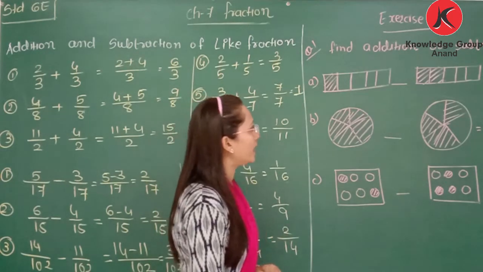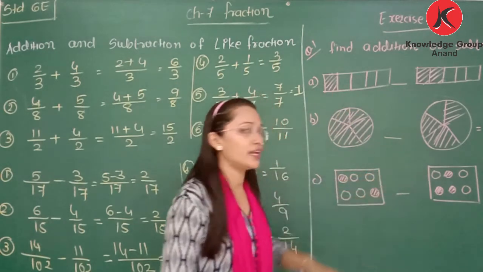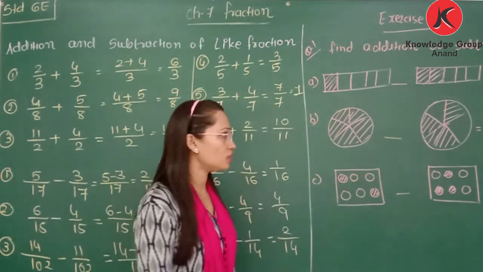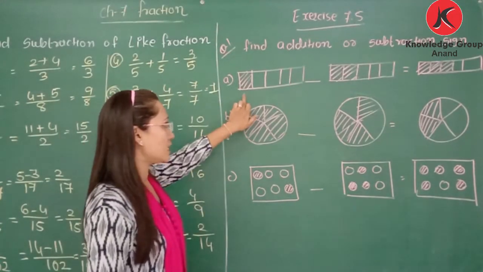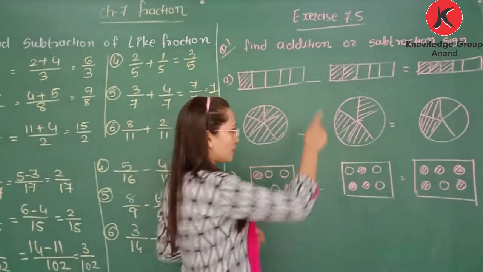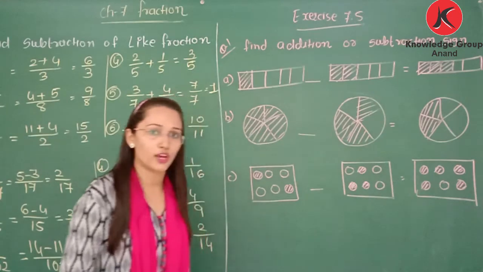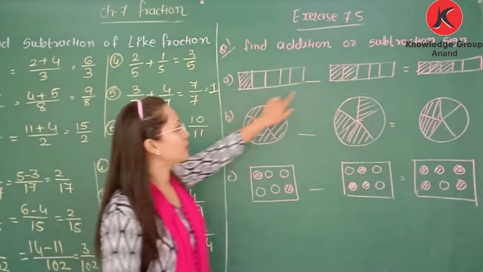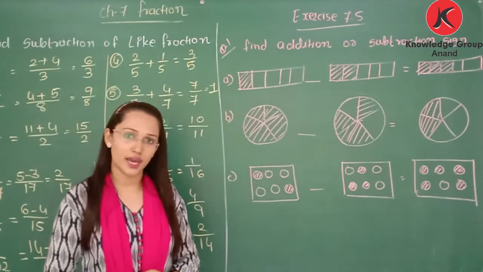Find the addition or subtraction sign. Here the figures are given and you need to find the sign for the figure. So here the first figure is given. You can see how many parts are here. 1, 2, 3, 4, 5. In the next figure it is also 1, 2, 3, 4, 5. And in the third figure it is also 5 parts. Here 1 part, here 2 parts, and in the answer total 3 parts. So it means it is addition.